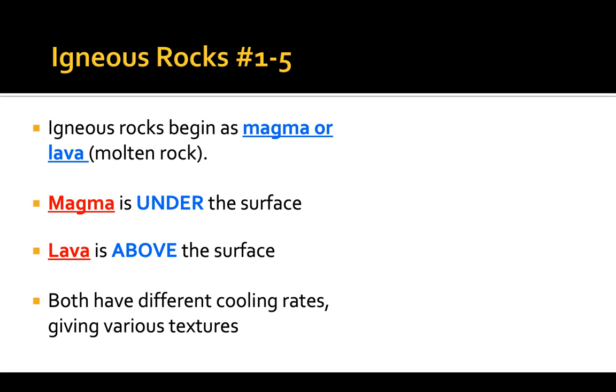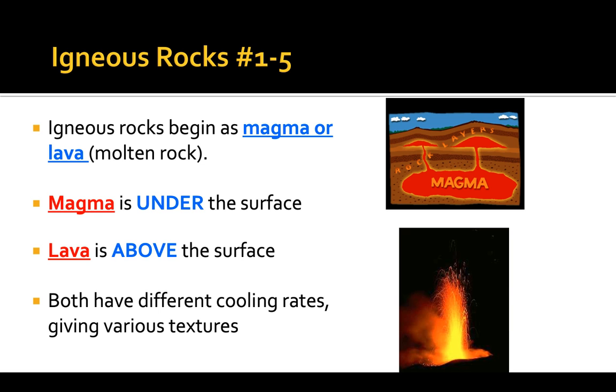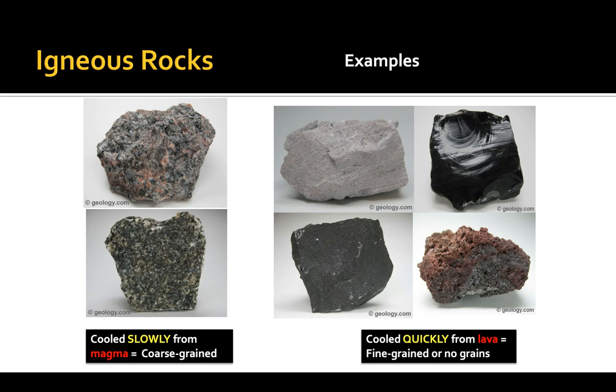And because they have different cooling rates, we have various textures. Obviously magma underground is going to cool much slower than lava on Earth's surface. So you can see that we have large crystals, coarse-grained igneous rocks, and these large crystals form from slow cooling magma. On the other hand, we also have some igneous rocks that form when lava hardens very, very quickly. We can see that there are no grains or no crystals.